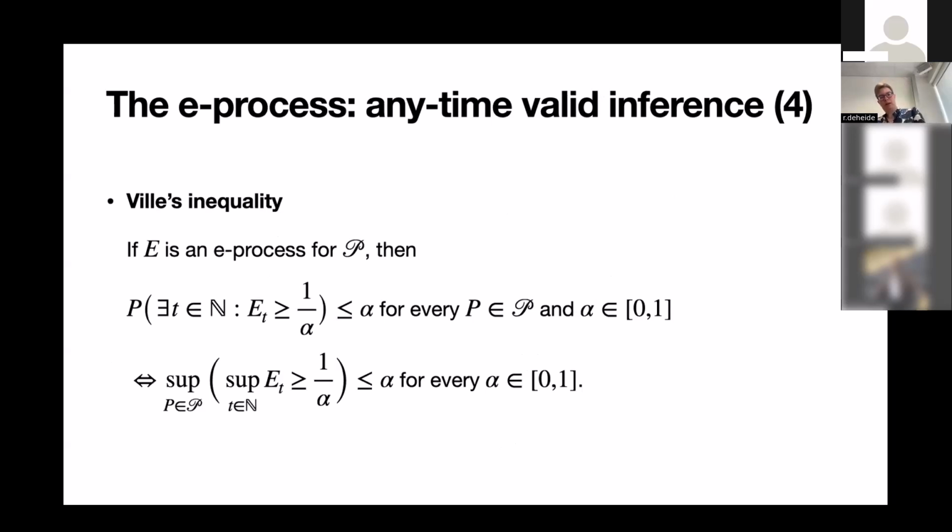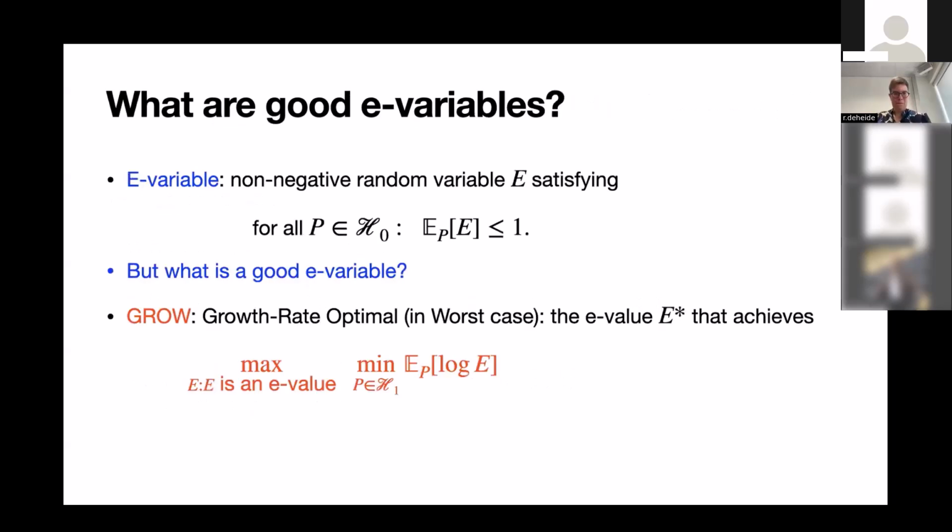So I already showed Ville's inequality earlier. This is just an equivalent formulation of Ville's inequality. The probability that there exists a time t at which the e-process exceeds 1 over alpha is bounded by alpha. This is the same as saying that it holds for the most difficult distribution in the null, and then take the supremum over all times. And this is something that we will use very soon.